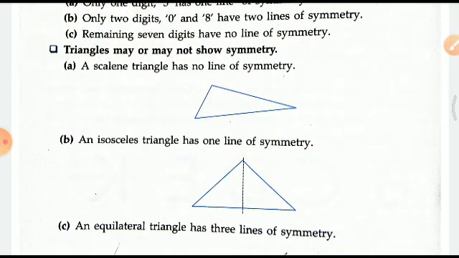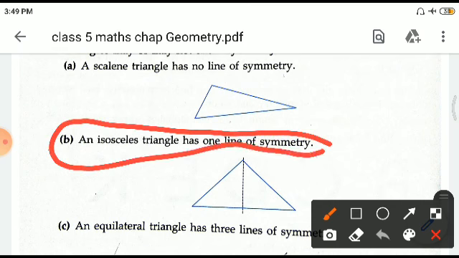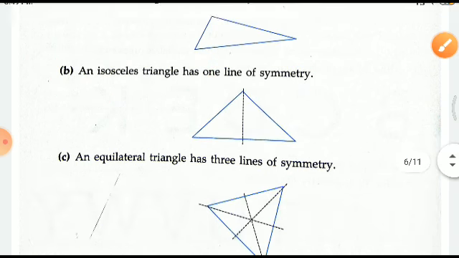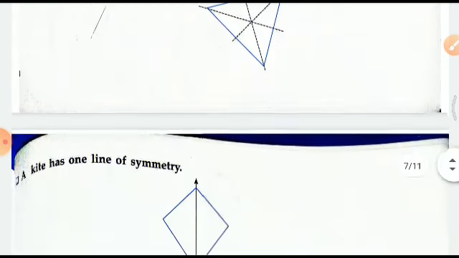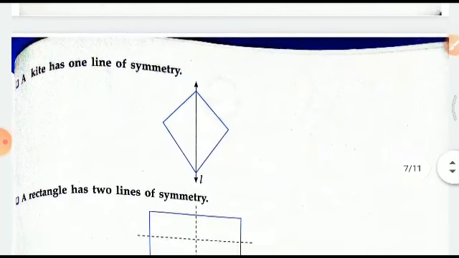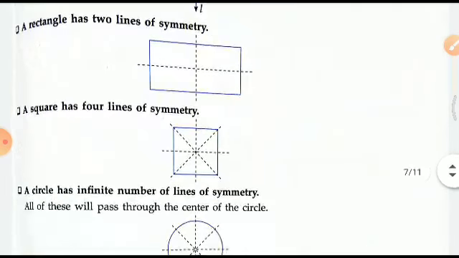Triangles may or may not show any line of symmetry. An isosceles triangle has one line of symmetry. This is very important, simply because the base angles are equal, right? In an isosceles triangle, generally you find that two angles are equal. An equilateral triangle has three lines of symmetry. See here, because all the three angles are equal, so it can be divided in any way. Right? A kite has one line of symmetry. A rectangle has two lines of symmetry. A square has four lines of symmetry.